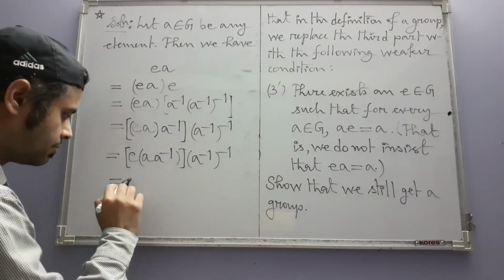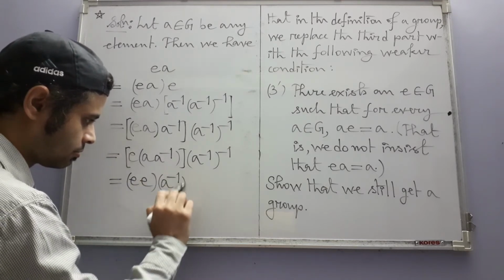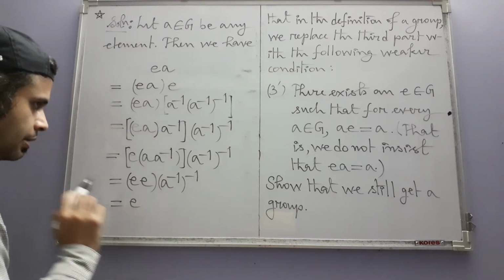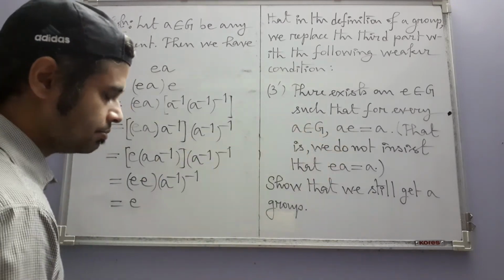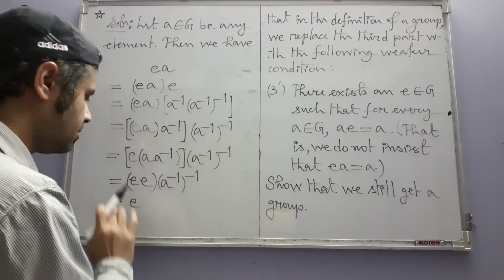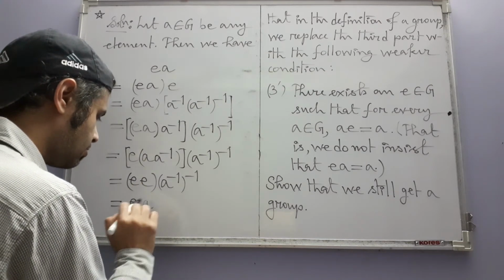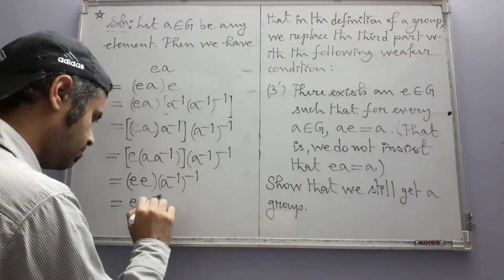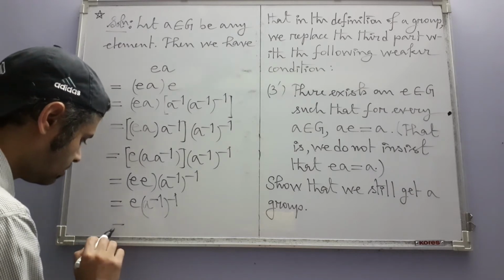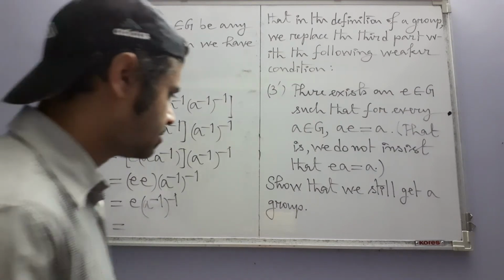Again by axiom 4 this, and EE is E, and this comes from axiom 3 prime. Anything that has to do with E comes from axiom 3 prime. So this E is not our ordinary identity. E is only a right identity. But anyway, you can carry on with this calculation further like this.